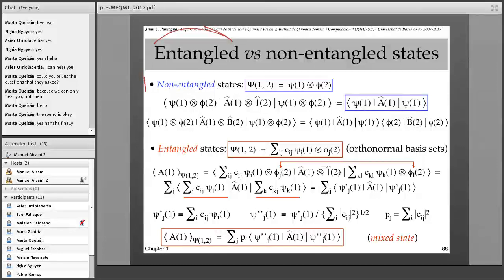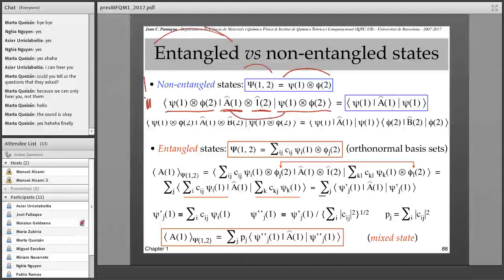Let's first consider what we call a non-entangled state. We have a two-particle system, and we have a state vector, which is the direct product of state vectors of each particle. Well, in this case, it's easily seen that, for instance, if we are interested in a property of particle 1, then we take the operator corresponding to that property, multiplied by the identity operator of particle 2 in order to extend this operator to the product space. And then we take the expected value, I assume that it is a pure state of this type.